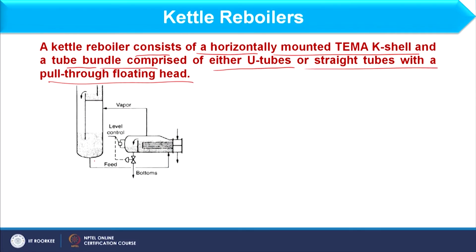As far as the schematic is concerned, here you can see that it is connected to the distillation column. This is the distillation column, and here I have the kettle reboiler. The bottom liquid of the distillation column enters the reboiler, and it usually enters the shell side. If you consider the shape of the shell, it is a special kind of shape, and therefore it is called a kettle reboiler. Whatever vapor is generated recycles back to the distillation column.